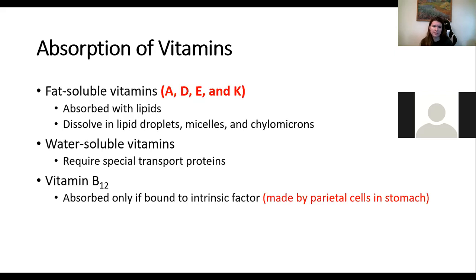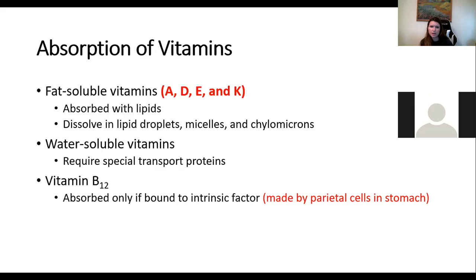Some of your vitamins are fat soluble. So fat soluble vitamins include vitamins A, D, E, and K. These fat soluble vitamins, just like lipids, are basically going to be nonpolar, just like the triglycerides we just talked about. And they're going to be able to be absorbed basically directly across the cell membrane, just like we saw those little fatty acids getting across the cell membrane. So fat soluble vitamins get absorbed with the lipids. They can dissolve in lipid droplets. They can participate in micelles. Sometimes they're going to end up in those chylomicrons.